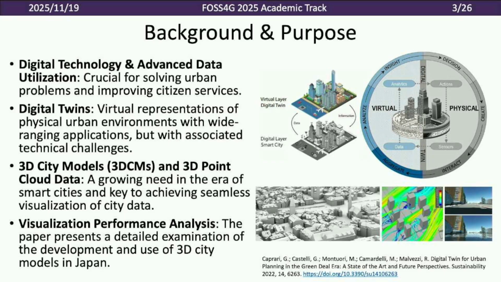As you know, the background is digital technology and advanced data utilization in the digital twins era. Digital twins, or virtual replicas of urban environments, show promise in urban development and, in the Japanese case, disaster prevention and management. Despite technical challenges in generating the required geospatial information, with advancements like the Web Graphics Library, interactive 3D models are becoming more accessible, particularly those displaying dynamic data such as human movement.